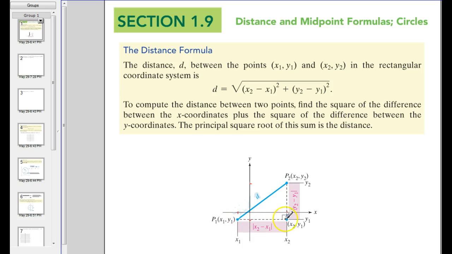Okay, now if you look here, we've got a right triangle. So this distance right here, x2 minus x1 squared, plus this distance right here, y2 minus y1 squared, equals, if you square both sides, the distance squared, and it's literally the Pythagorean theorem. So the distance formula is basically based on the Pythagorean theorem when we're talking about rectangular coordinates. Alright, so let's practice it.